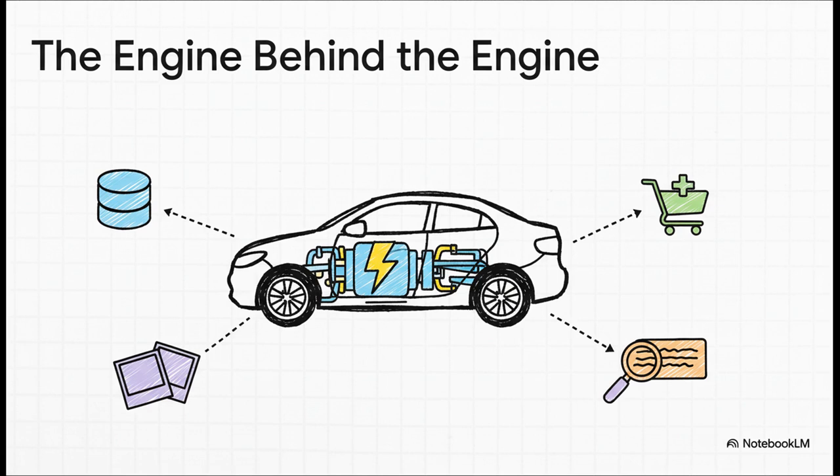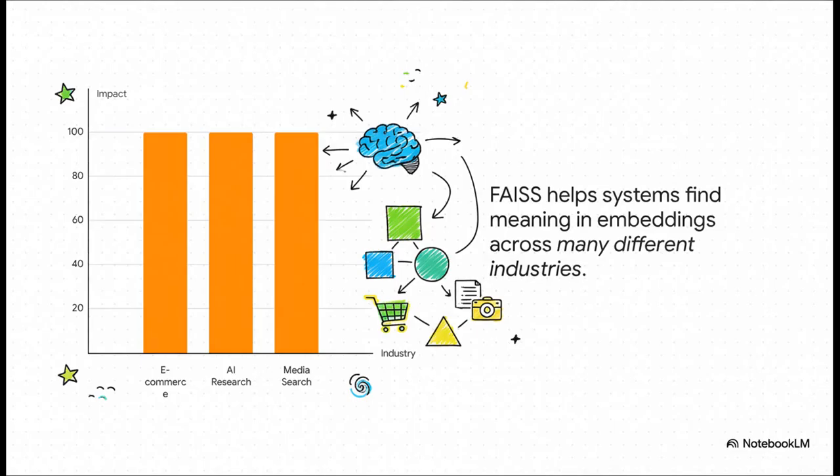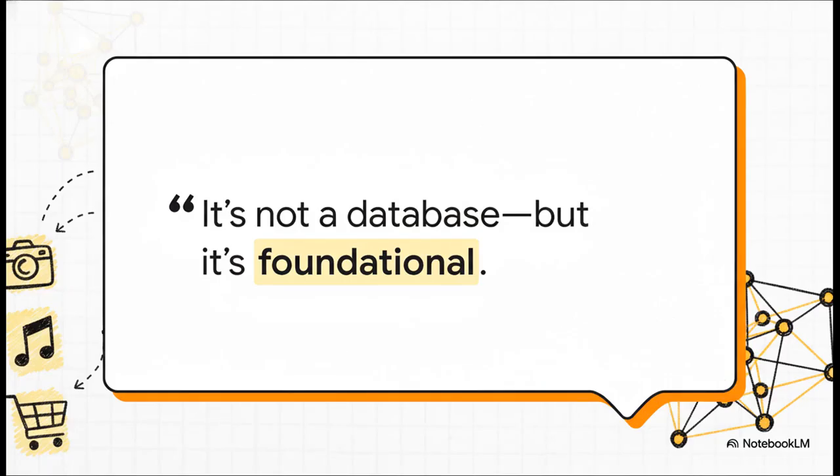powering all sorts of applications in semantic search, recommendation systems, and image matching platforms that we all just take for granted. You can feel its impact all over the place. In e-commerce, it's the thing finding you the next product you're totally going to love. In AI research, it's what lets scientists run these massive experiments on huge data sets. And in media, it's helping you find that one specific scene in a video or that one image from a giant archive.